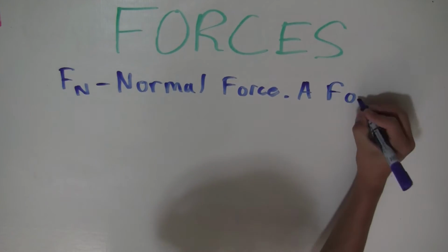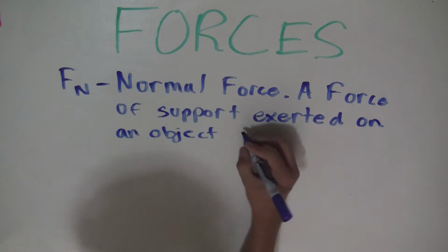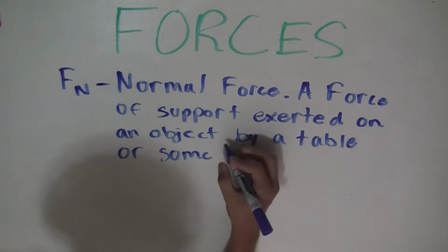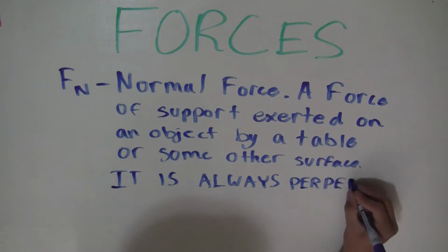Fn is a normal force, which we also already saw, a force of support exerted on an object by a table or some other surface. It is always perpendicular to the surface.